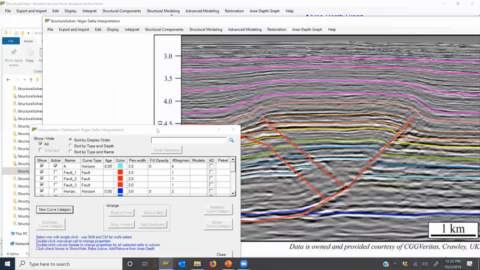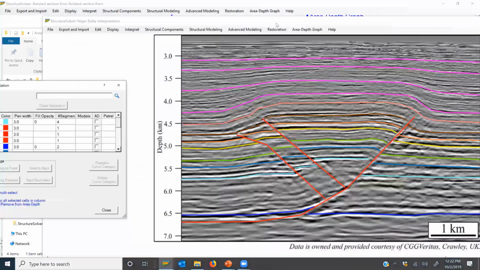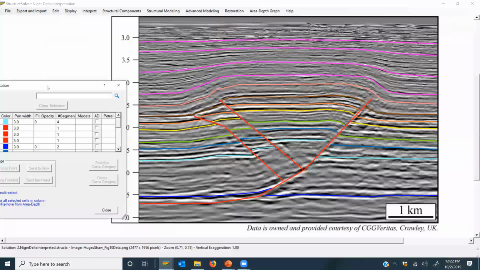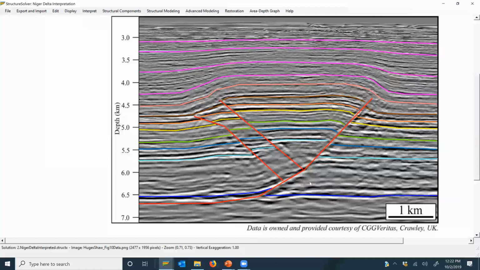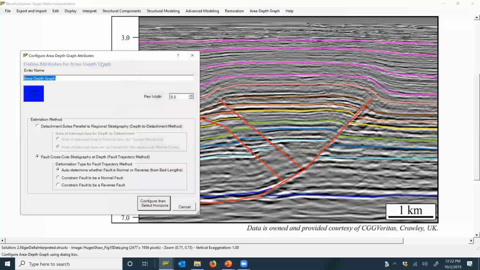And so to discuss the strain aspect a little bit more, we'll take a look at this example from the Niger Delta. We've already got an interpreted section. The seismic data is obviously very good and clear in this case, but it provides a good case study on this concept about the change in bed lengths during deformation.